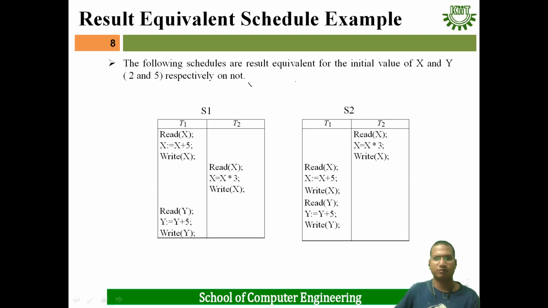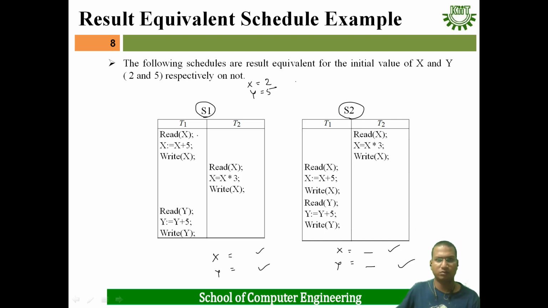Suppose x is equal to 2 and y is equal to 5 here. If finally whatever x value and y value are produced by this schedule, and whatever x value and y value are produced by the other schedule, if both are the same, x value is the same and y value is the same, then we can say that both schedules S1 and S2 are result equivalent. Just analyze.